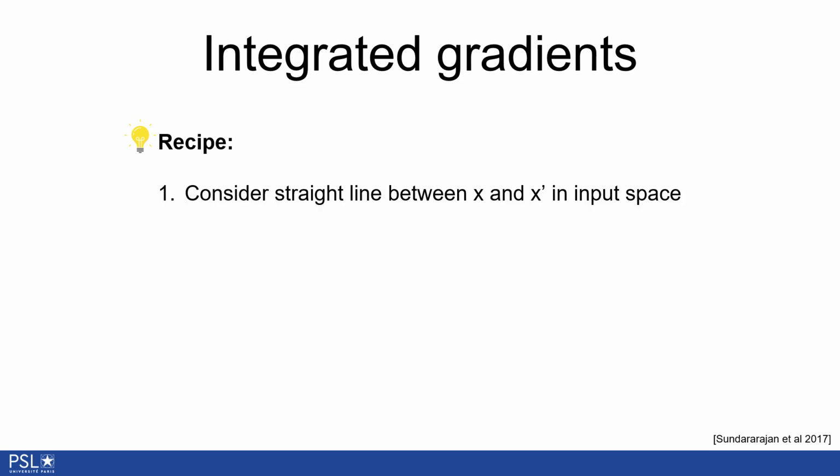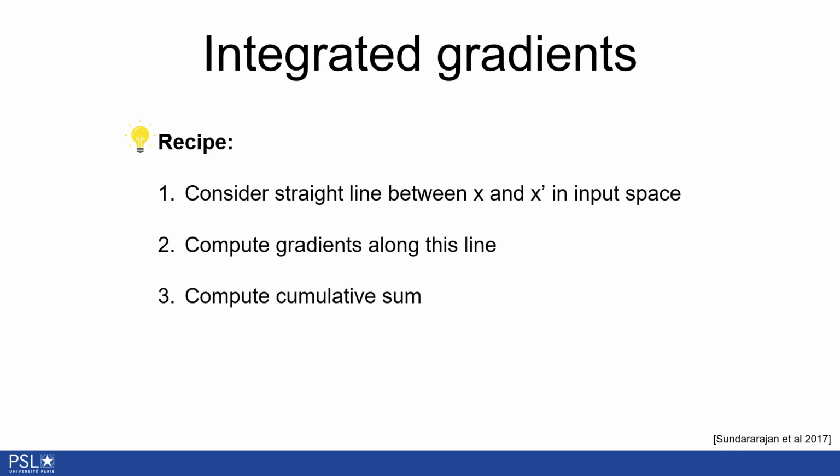The first step is to consider a straight line in input space between the image x we want to explain and the baseline image x prime. The second step is to consider gradients along this line. The third and final step is to compute the cumulative sum of gradients along this line. This cumulative sum gives us the saliency map produced by the integrated gradients method.